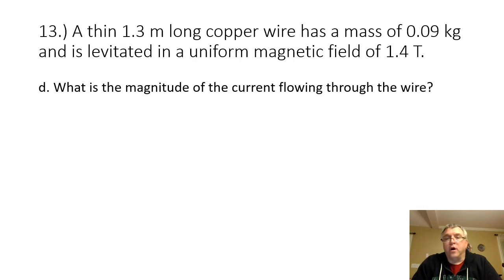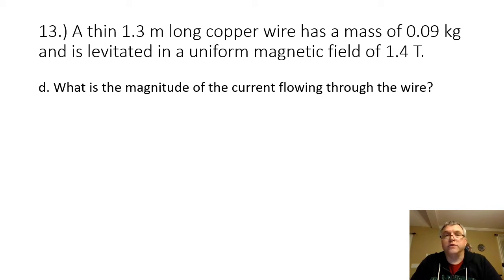The last part of problem 13 asks, what is the magnitude of the current flowing through the wire? Typically, when we're using F equals ILB, we need to know what the magnitude of the force is. We're not given that in this problem, but we do know that the magnitude of the magnetic force is going to be equal to the force of gravity because the wire is levitating in the air.